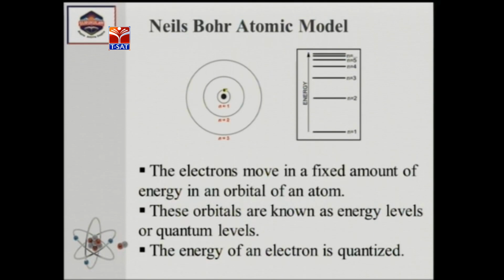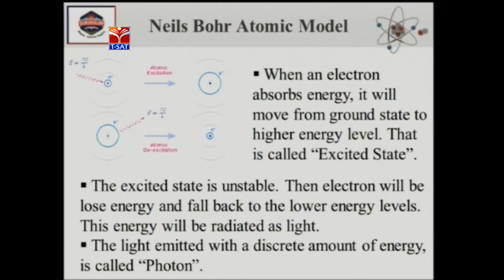So friends, the accelerating electrons move around the nucleus. The electrons move with a fixed amount of energy in an orbit of an atom. These orbits are known as energy levels or quantum levels. The energy of an electron is quantized. Take another slide. In this slide, there is the excited state and the de-excited state. Then let's learn what is the excited state and what is the de-excited state.